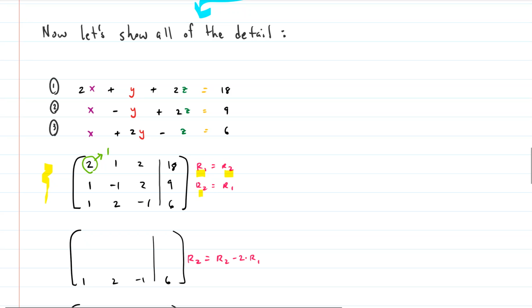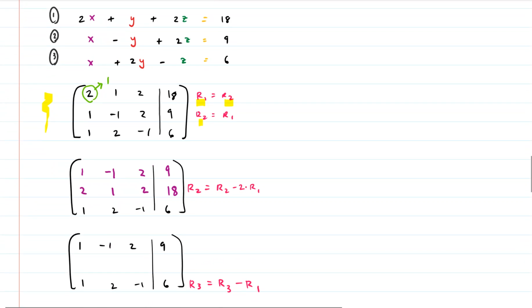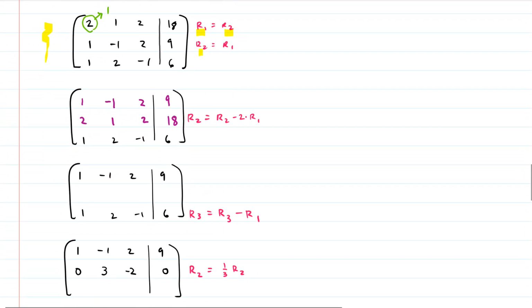So row 2 is going to be row 1. I have 1, -1, 2, and 9. That was the old row 2, and now it's row 1. Now we put old row 1 in the row 2 spot. Now I have 2, 1, 2, and 18. Row 3 I just copied straight down, nothing changed there. So now we're good with that first step. That's great.